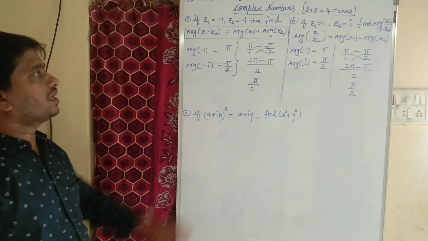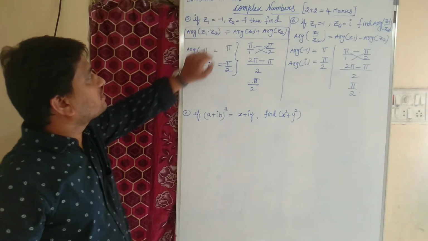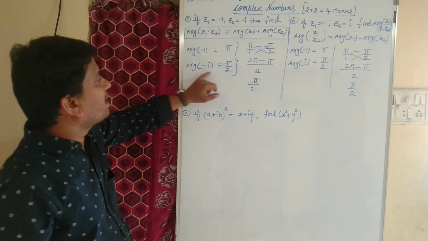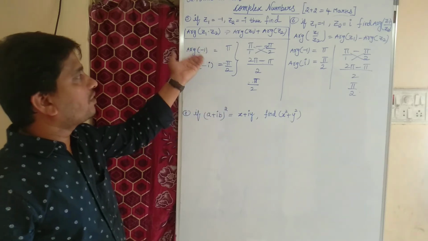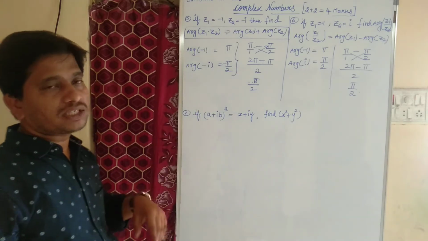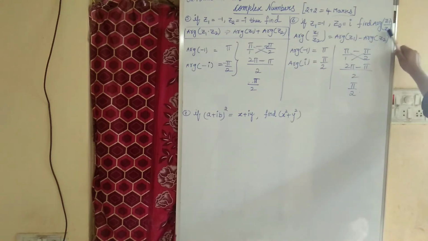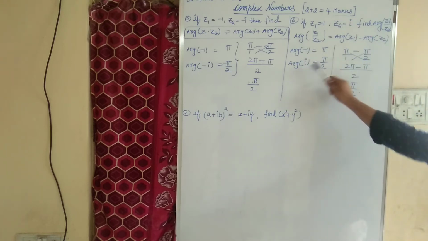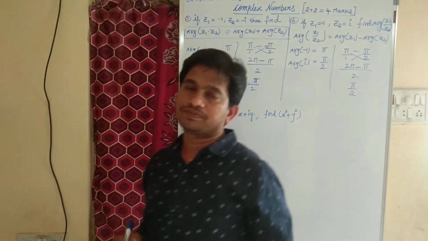Children, these two sums are very important sums. Once again, z1 is given minus 1, so arg of minus 1 is pi. z2 is given minus i, arg of minus i is minus pi by 2. And they are asking to find arg of z1 into z2. We have the formula arg of z1 plus arg of z2. I mean pi, this is minus pi by 2. Pi minus pi by 2 gives pi by 2. Here they are asking to find argument of z1 by z2. We get as arg z1 minus arg z2. Arg of minus 1 is pi, arg of i is pi by 2. Again pi minus pi by 2, which is equal to pi by 2.